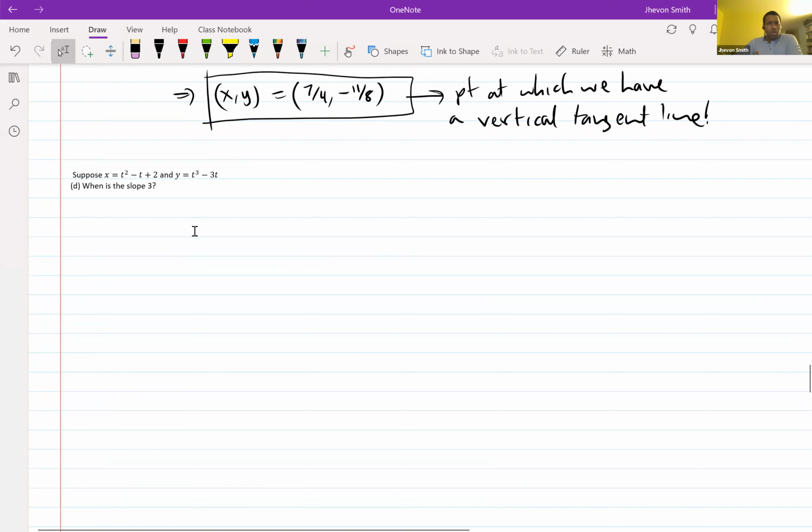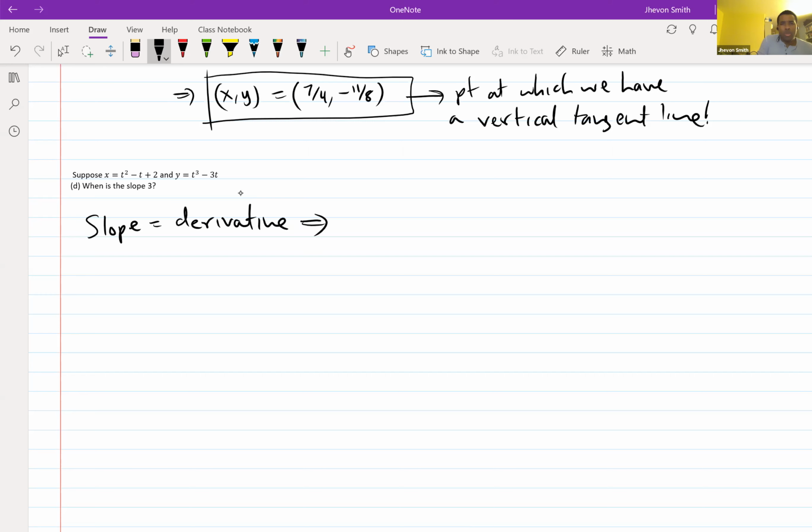Let's go with the next problem. So here was the one: when is the slope 3? Now remember, slope is a synonym for derivative. This means we want to know when dy/dx equals 3. Now, when kind of tells me that I'm looking for the t value, not necessarily the where, which would be the coordinate. So that being said, let's actually get to that.